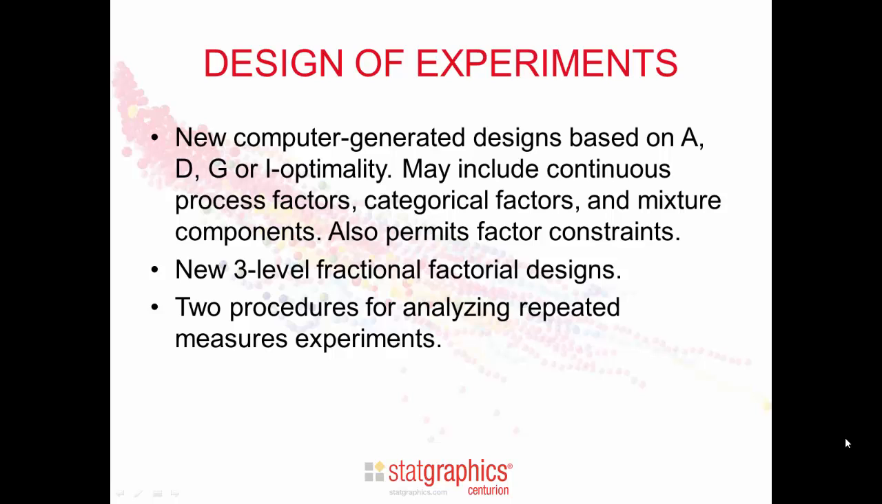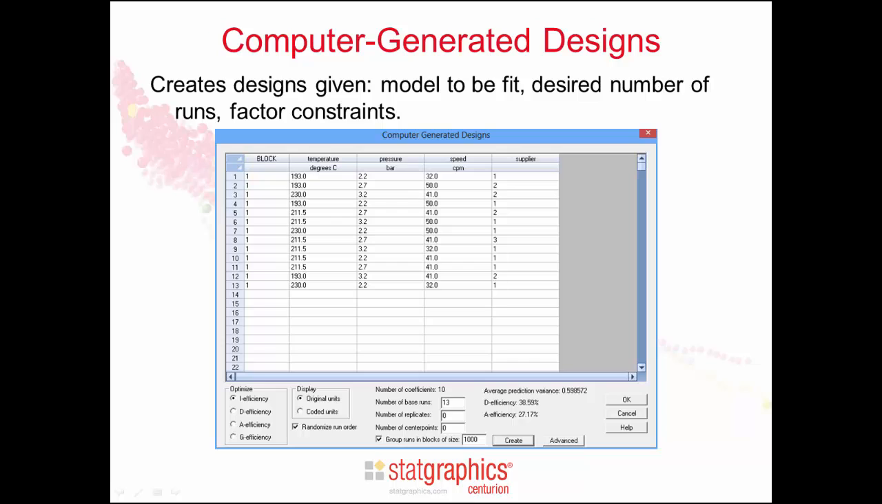We've also added new three-level fractional factorial designs to the screening section and two new procedures for analyzing repeated measures experiments. This is the main dialog box used to create a computer-generated design. In the bottom left corner, the choice is made between I optimality, D optimality, A optimality, or G optimality. In the bottom center, the user specifies the number of base runs to be generated, the number of replicates desired, and the number of center points, if any. When the Create button is pressed, the computer generates an optimal set of runs to be performed.